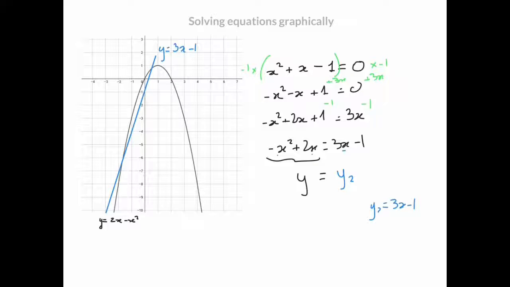And so we're looking for the intersection of these two graphs, and the two points for which x is the same and y is the same. So it's the point right here and the point right there, allowing us to read roughly what are the values of x. So for the point right here, you see that x is roughly 0.5, and for the point right there, it's more like minus 1.8. So we found two approximations of the solutions for this equation.